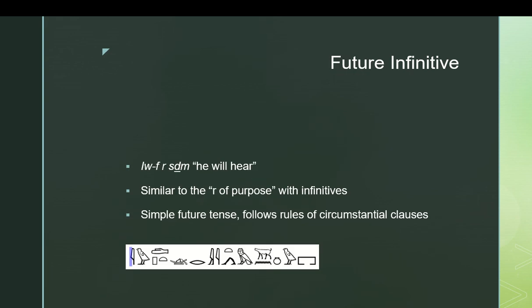Then there's another tense that gets accomplished with the infinitive, which is the future tense. It takes the form of iwf er sejem, "he will hear," similar to the r of purpose, which we already know about, but it puts the whole thing in the future. It's not just that you want to do something or intend to, but that you will do it. Not a big leap, but it operates as the future tense and follows the rule of circumstantial clauses, as do the other ones, in that it can begin one.